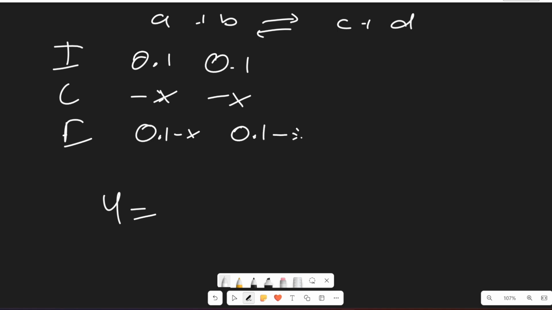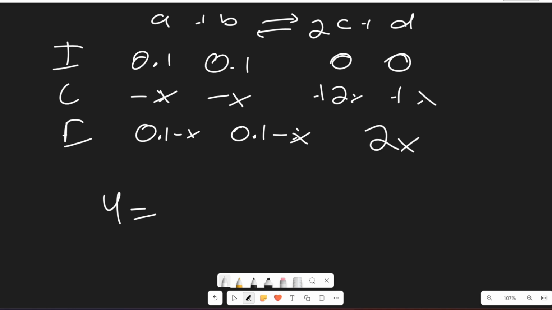And let's say we had 2C. Well, we're going to start with 0 for both of these, but we're going to add 2x only because our coefficient in the reaction is 2. So then here we would add x because our coefficient is 1. So we would have 2x, and then we'd also have x here as our equilibrium.